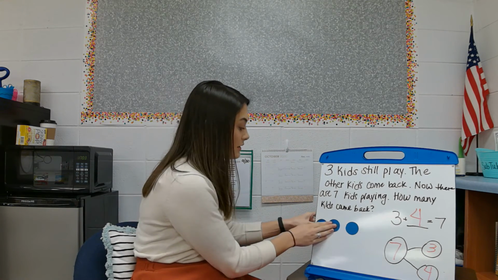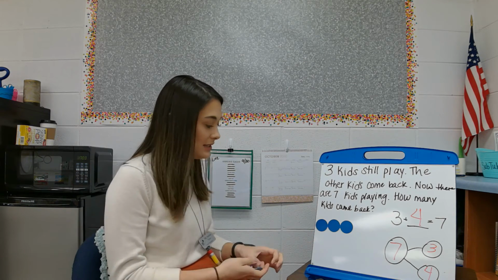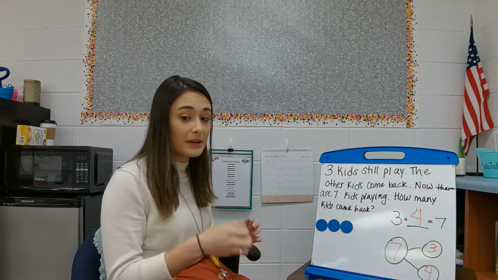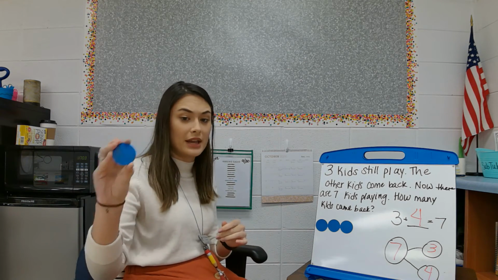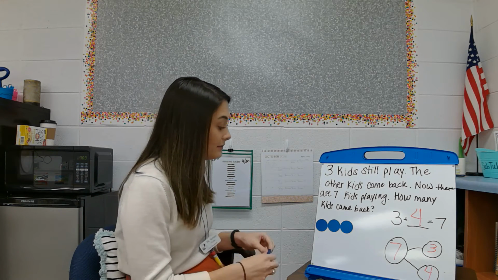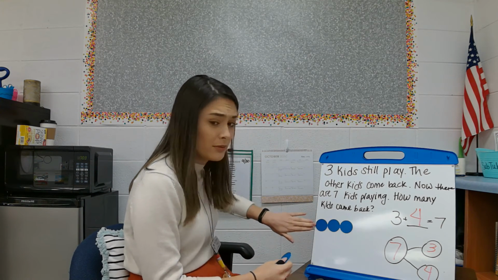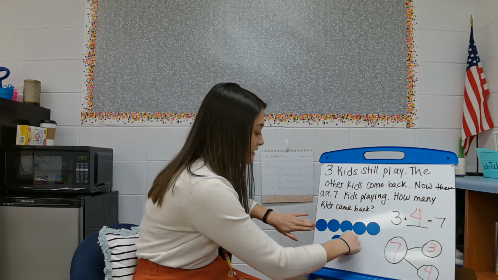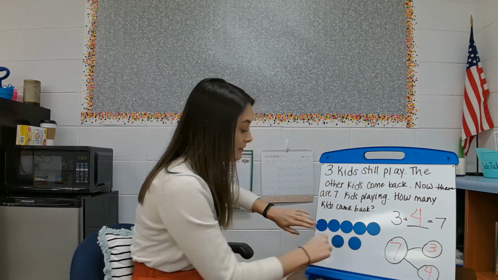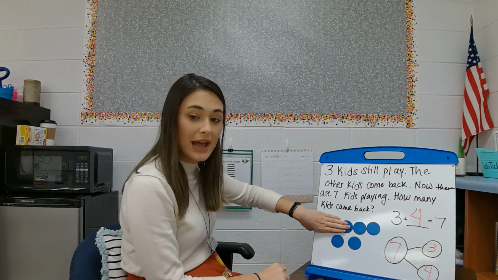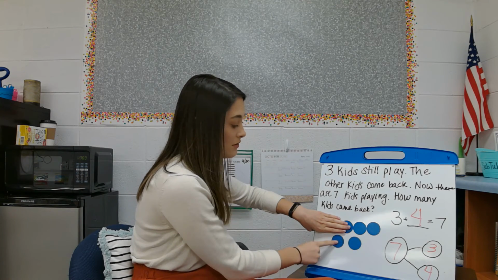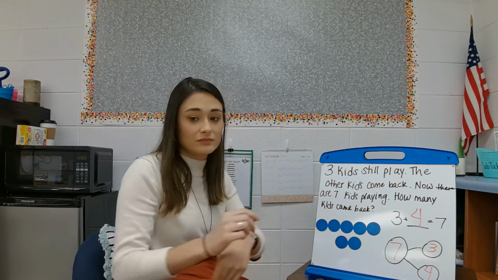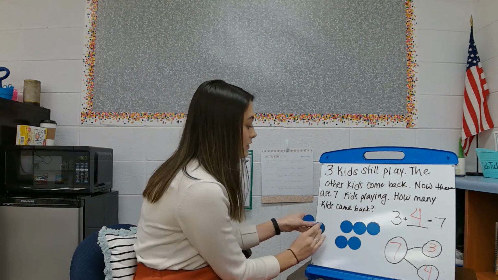We can also use counters to help us solve it. Let's do that. So we have 3 kids and some come back. So let's count on using our counters until we get to 7. 1, 2. So we have 3, 4, 5, 6, 7. How many did we add? 1, 2, 3, 4.